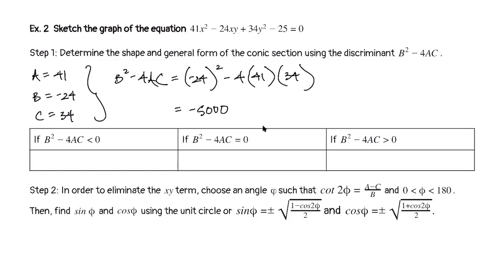Now that number falls into this category. Negative 5,000 is definitely less than 0. And so that means that we have an ellipse in this case.